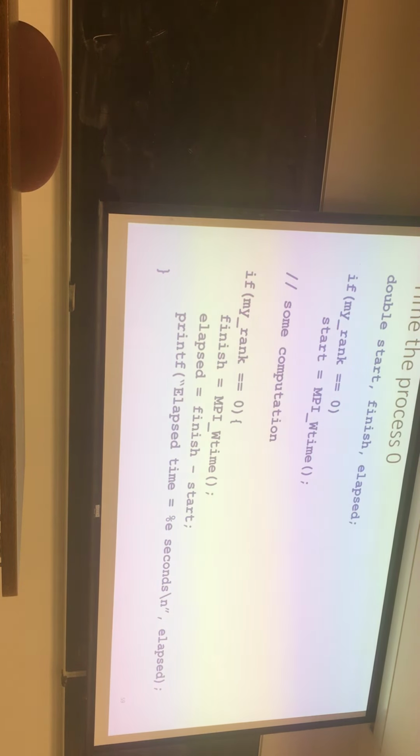But remember, when you are running this, you are only timing process 0. If you are process 1, you are not going to go into these 2 if statements. So you still just have a null value here, so we don't care about this. We're only going to print out this elapsed time with process 0.